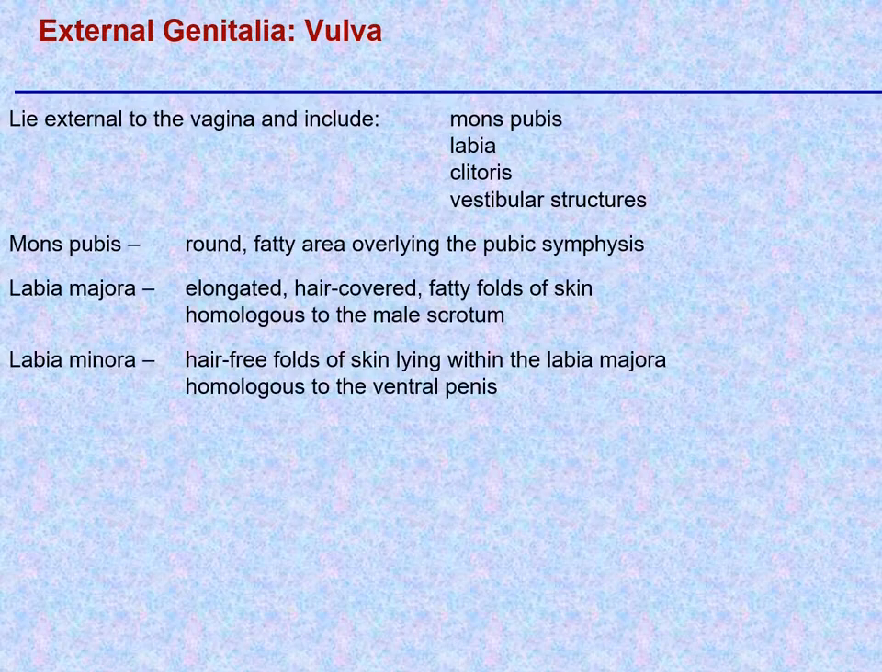Now, those were all the internal structures in the reproductive system. And in the perineum, did I say peritoneum? Perineum, you can see the external genitalia, which are called the vulva, lying external to the vagina, include the mons pubis, the labia minora and labia majora, and the clitoris, and vestibular structures, at least the openings of vestibular structures. I'll explain what those are after.